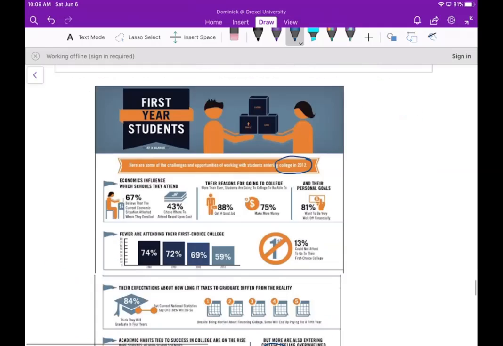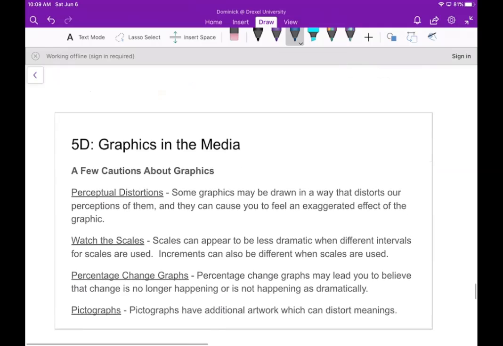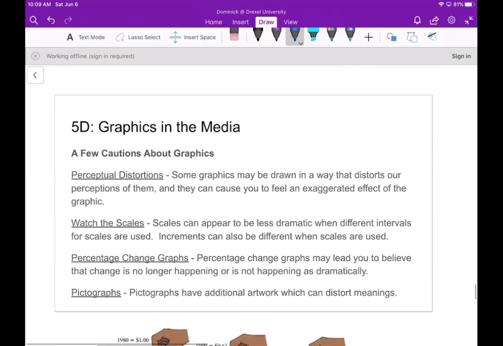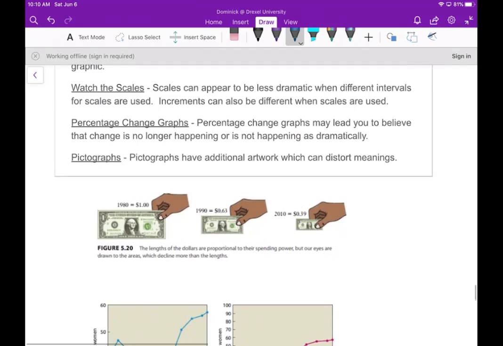All right, so that's the idea behind this infographic. Now the last couple types of things that we'll talk about to look out for in graphics are the following. The first one is perceptual distortions. Some graphics may be drawn in a way that distorts our perceptions of them, and they can cause you to feel an exaggerated effect of the graphic. So let's look at an example of that.